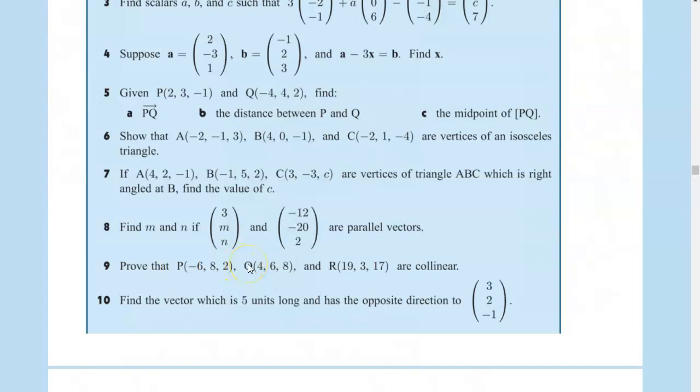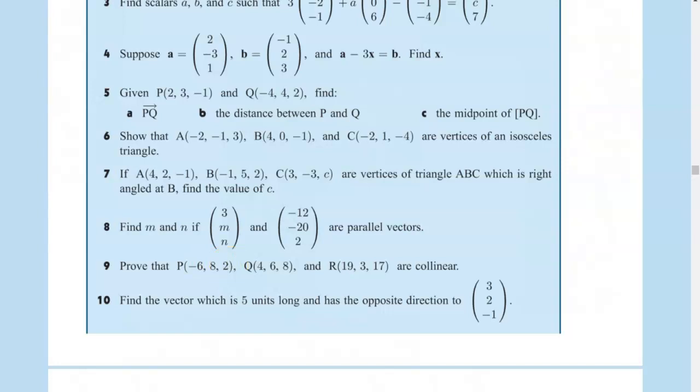This is vectors, so we'd do the same thing. We'd work out the vector from P to Q. Now J might work out the vector from Q to R. Alexandria might work out the vector from P to R. It doesn't matter as long as you've got 2. And one will have to be a multiple of the other.